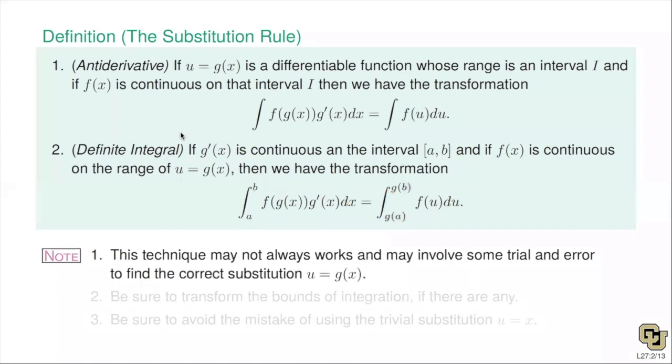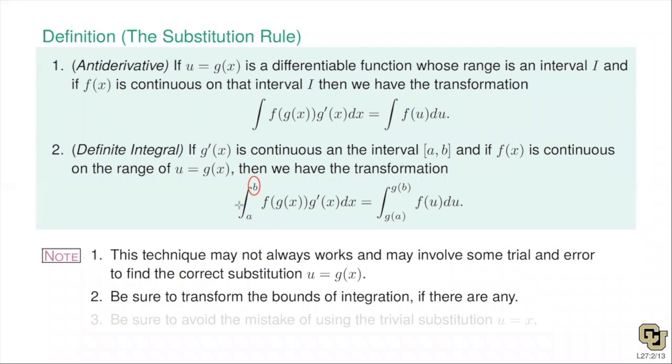So a couple of comments here before I show you a quick example. The technique may not always work. It's just something we're trying. And certainly this does involve some amount of trial and error. It's not necessarily obvious what the correct substitution is. As I mentioned already, don't forget to transform the bounds of integration if there are any.